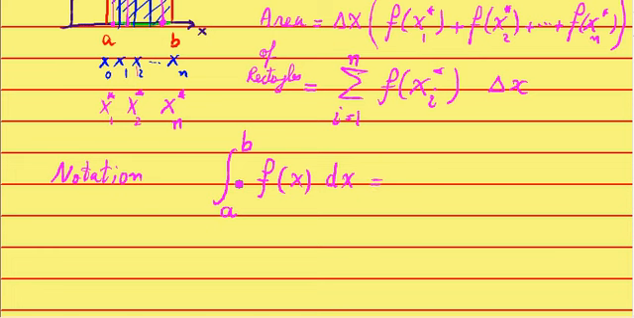That is read as the integral of f of x from a to b, and it is exactly what we have been calculating as a limit of this expression. That is, this is the limit of the sum of f of x i star delta x.